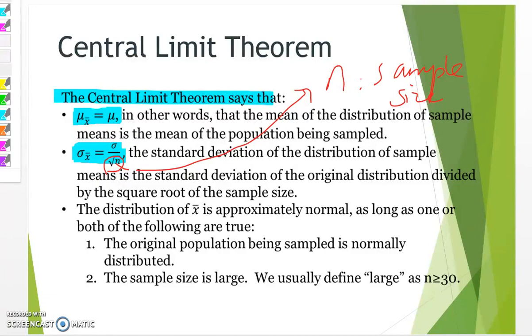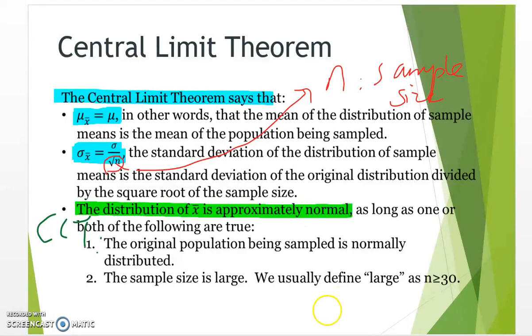Then the central limit theorem kicks in. It says the distribution of my random variable x bar is approximately normal. That's a good thing, which means everything we have learned before about normal distribution can be applied to x bar, such as using StatCrunch to compute their probabilities. But there are some conditions we'll have to meet.